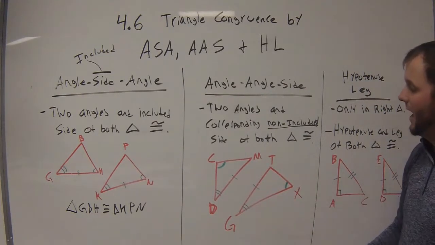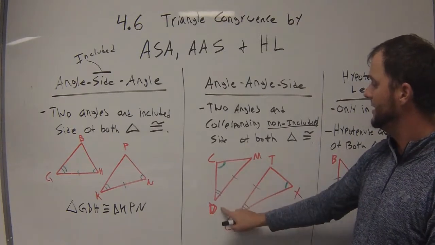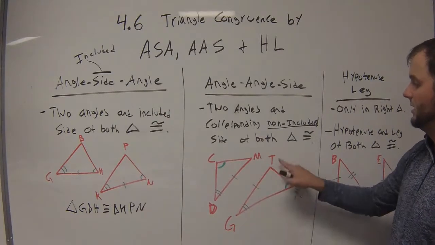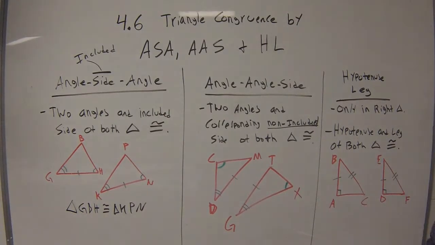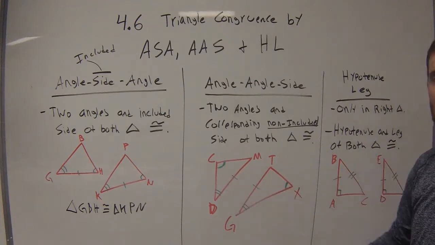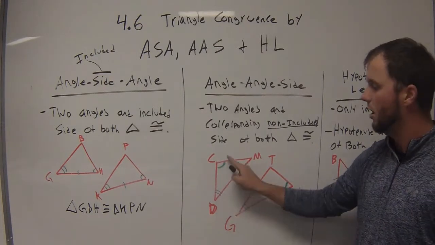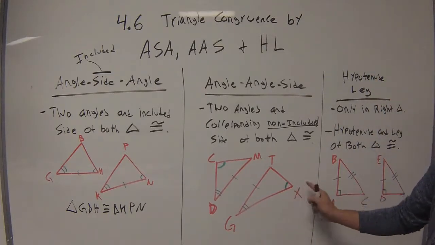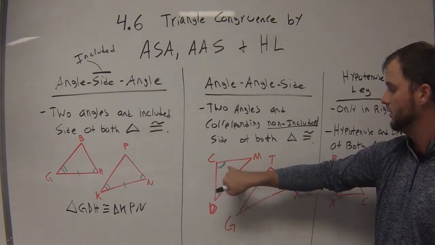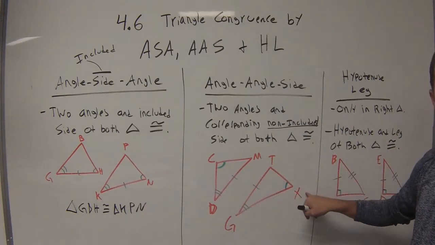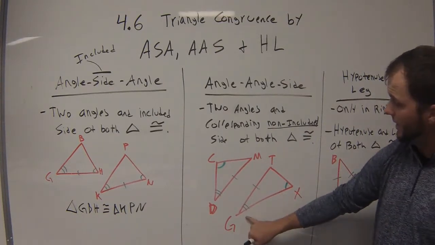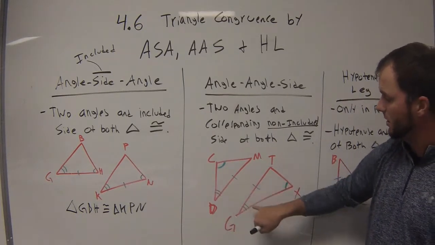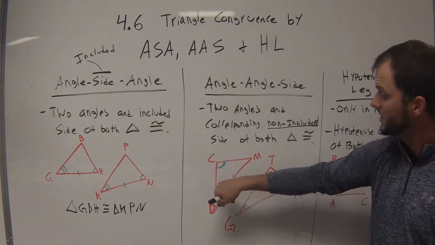Down here, I have triangle CDM, and I have triangle XGT. So let's look at this. Right now, let's look at angle C. Angle C has one arc on it. Does everybody see that? Okay. Angle X has one arc on it. So those two angles are congruent to each other, correct? Okay. Now look at angle G. Angle G has two arcs on it. Angle D has two arcs on it. So these two are congruent.